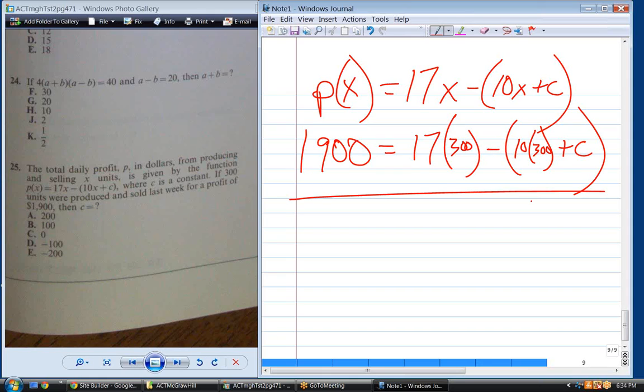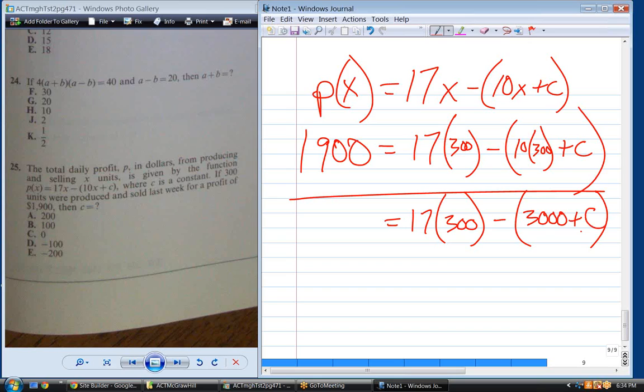So let's go through the arithmetic here. What's the first step? Get rid of the parentheses. Okay. Let's go from the inside out. Always work with parentheses from the inside out. Okay. Do this parentheses first. So we got 17 times 300 minus what? 3,000 plus c. Okay, now let's get rid of the rest of the parentheses.